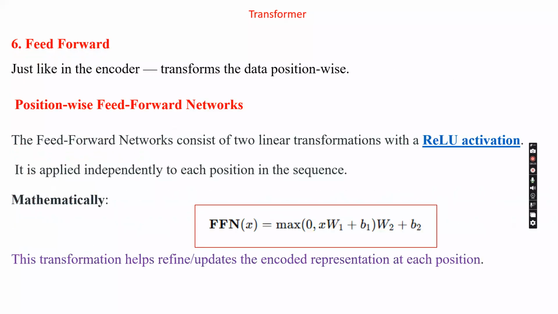Next is the feed forward network. After attention, every word passes through the feed forward network. This network consists of two linear layers separated by a ReLU activation function. The feed forward layer refines the information for every word independently. It improves the representation before passing it to the next layer. This step is very important for improving prediction accuracy. Here is the mathematical function of it.